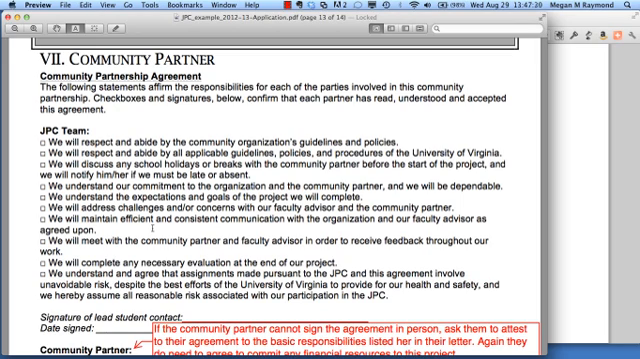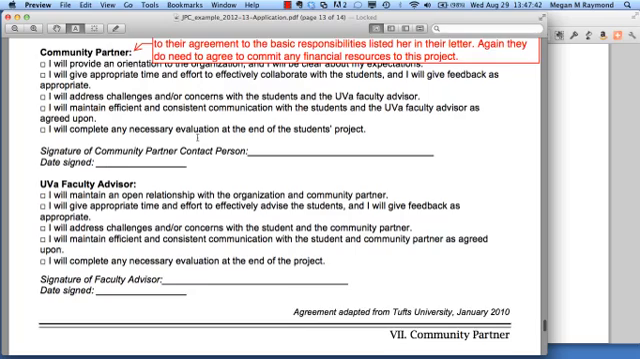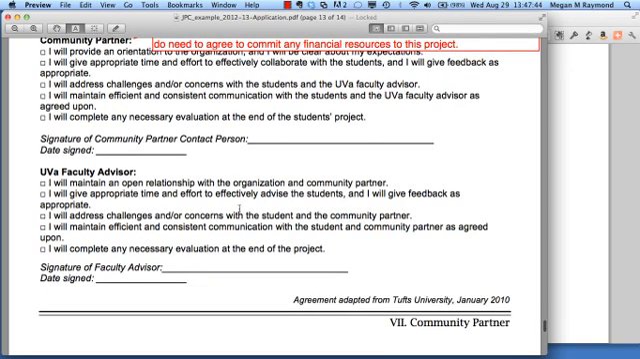So please don't just buzz down along the boxes and check them all in and have someone sign. Please take some time to read them, talk among your group members and with your faculty advisor about what this all means, because the faculty advisor will also agree to some aspects of the partnership as well. And they're an important communication point for the community partners, so they should really look at this and read what they're agreeing to when they sign this.